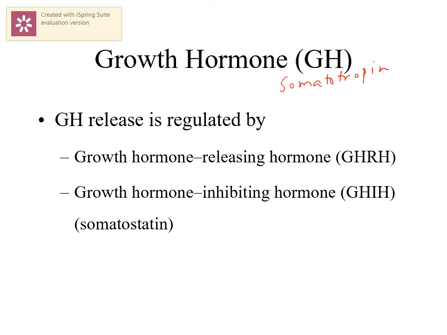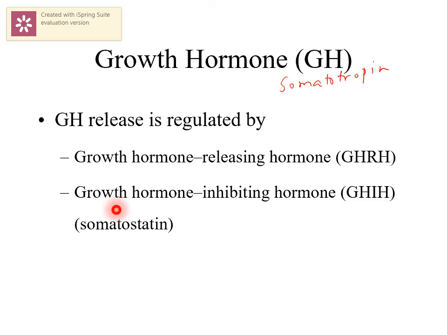So there are two hormones that regulate growth hormone. The first one is growth hormone releasing hormone. Now this is a releasing hormone, correct? So if you remember that hypothalamus produces a lot of regulatory hormones. So the growth hormone releasing hormone is actually produced by the hypothalamus, and this in turn stimulates the anterior pituitary to release growth hormone.